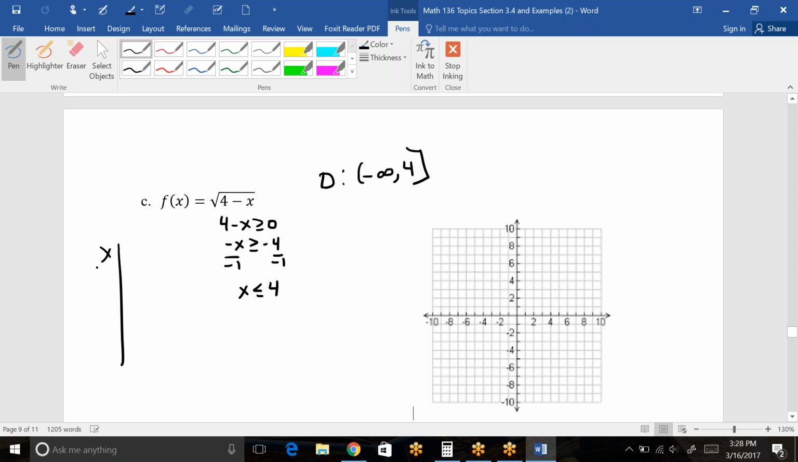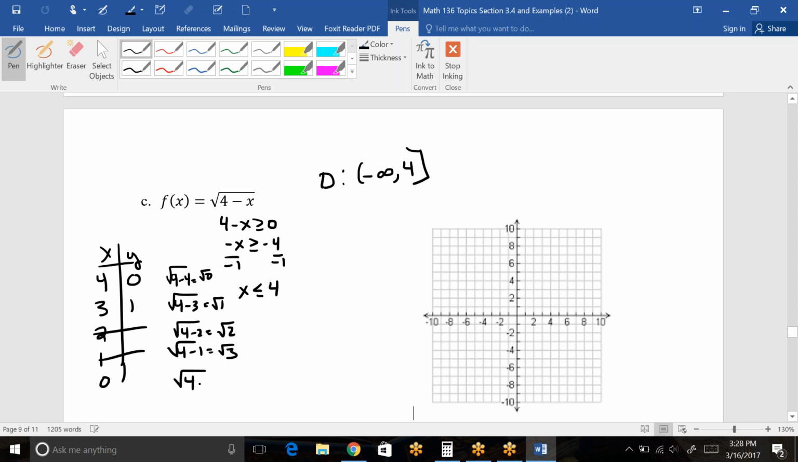So I'm going to do a little table. So 4, 3, 2, 1, 0. I don't know how many of those points will be good, but we'll just try. I like to get perfect squares. So square root of 4 minus 4 is square root of 0, which is just 0. 4 minus 3 would be square root of 1, and square root of 1 is 1. I don't think I'm going to use 4 minus 2 because that's square root of 2. 4 minus 1 is square root of 3, that's not a perfect square. But 4 minus 0 is square root of 4, which is going to be 2. So 4, 0, 3, 1, and 0, 2.